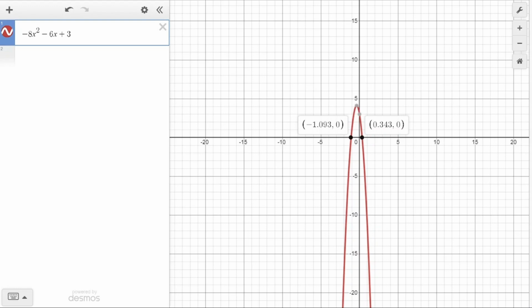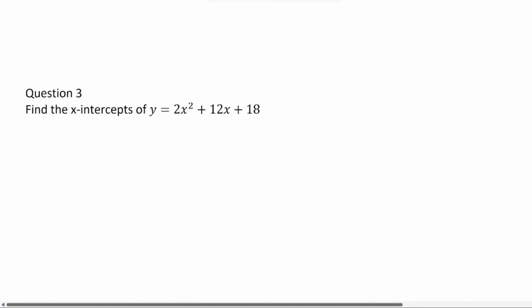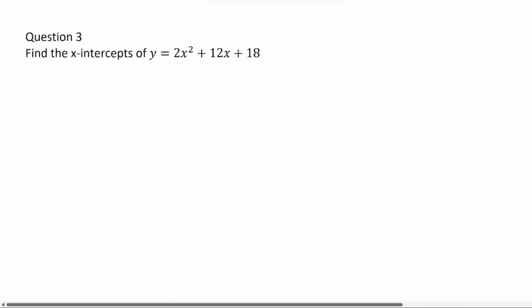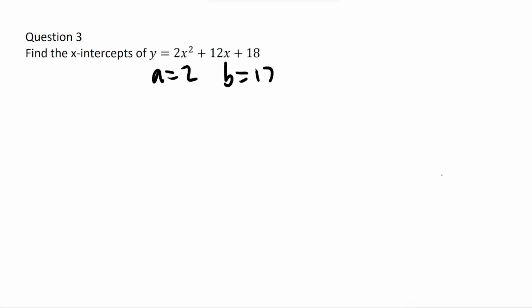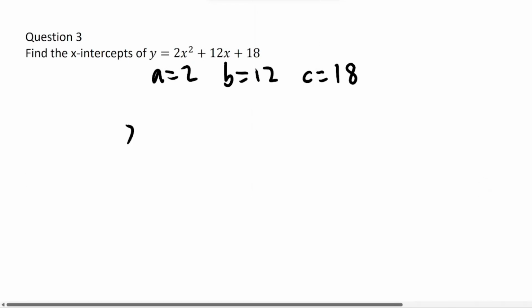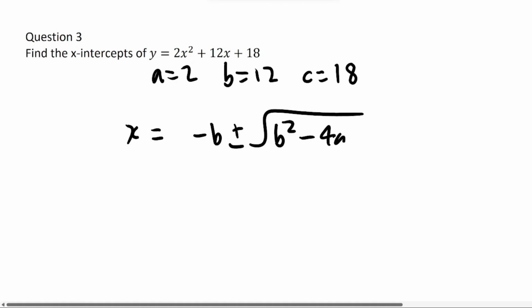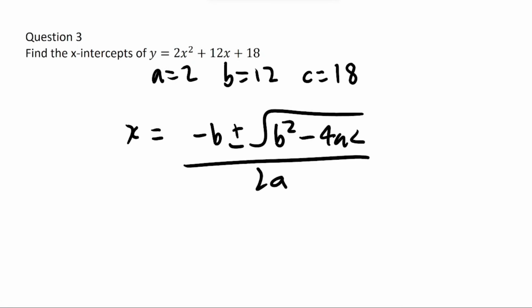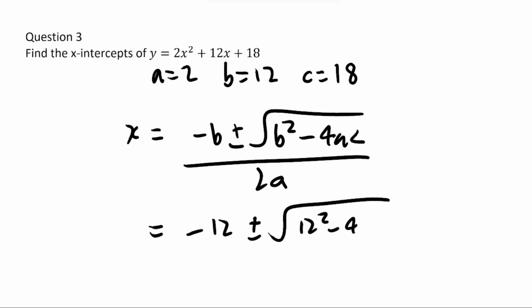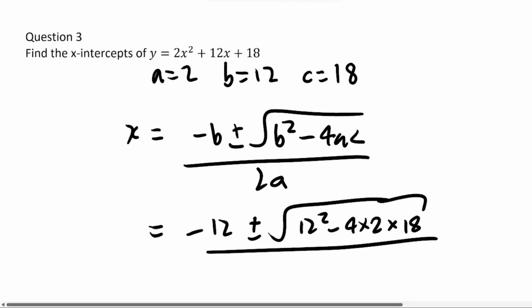Isn't that wonderful? Okay, now let's see another example. So here we've got 2x squared plus 12x plus 18. So a is going to be 2, b is 12, c is 18. And then we're going to go through this. So x equals minus b plus or minus square root of b squared take 4ac over 2a. So that's going to be minus 12 plus or minus square root of 12 squared take 4 times 2 times 18, over 2 times 2 on the bottom.